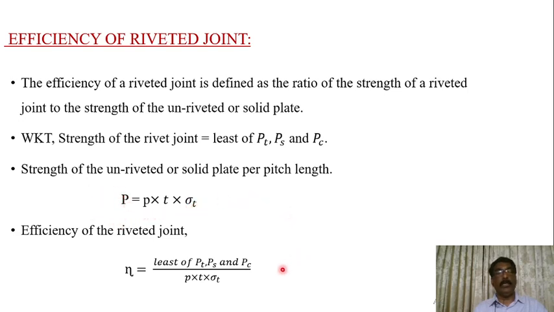If you substitute in the denominator, this is the strength of the unriveted part or strength of a solid part. And the numerator is the least of PT, PS and PC, representing the strength of the riveted joint. So this ratio is known as efficiency. By using this, we can find out the efficiency of the given joint. It may be 60% or 70%, something like that you will get.